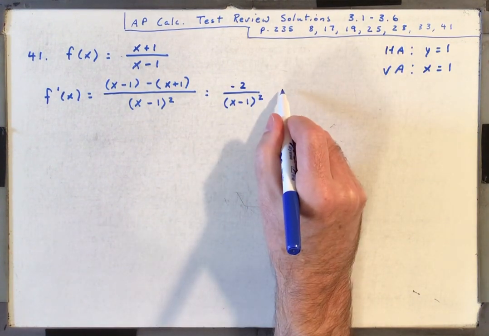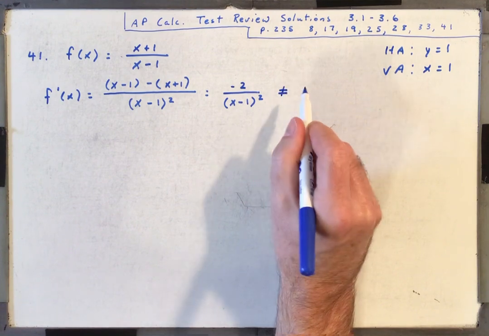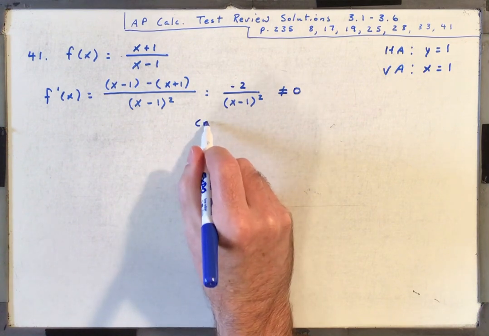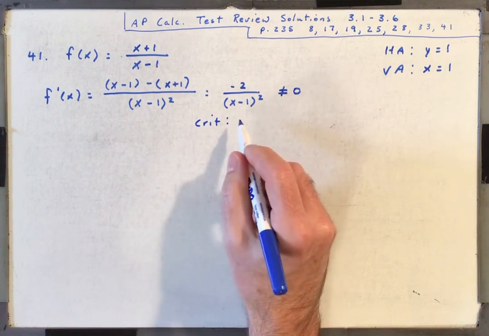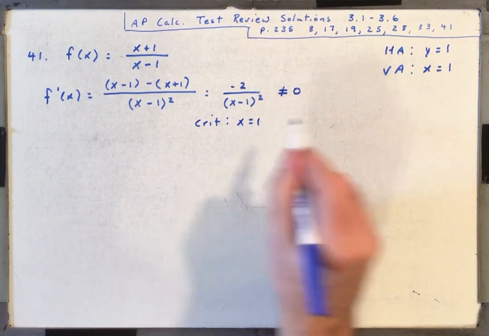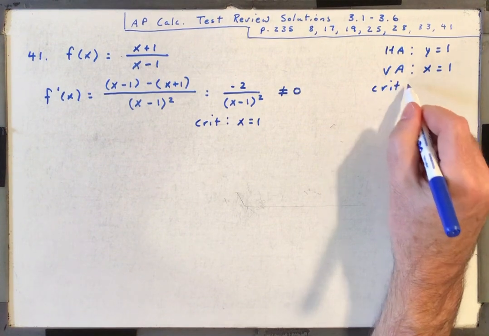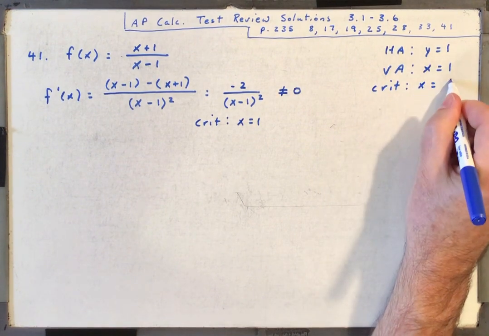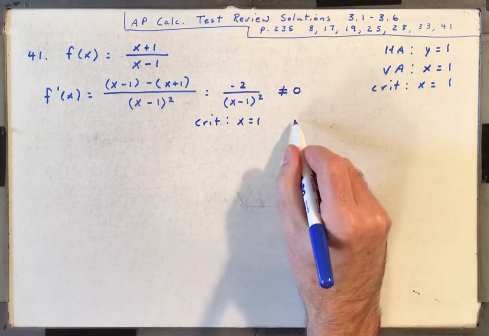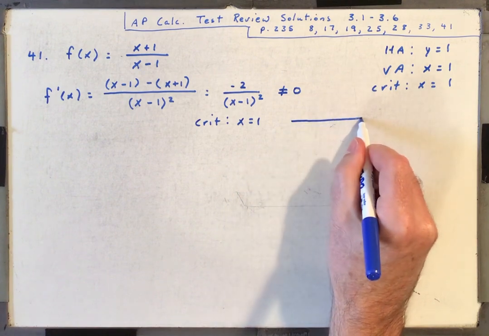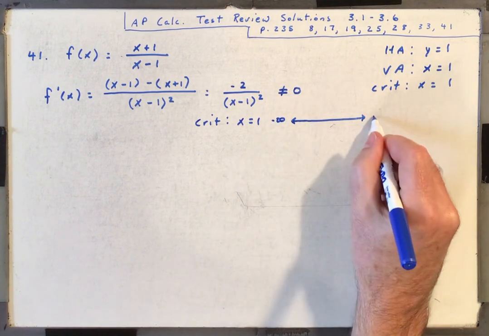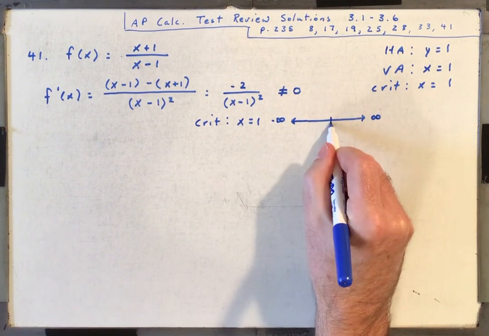Now, that's never going to be 0 because the top is a constant. However, we do have a critical point where the denominator is 0, and it's at that vertical asymptote, right? At x equals 1. So let's write that in and get some points. There's no y value there, but at x equals 1, we have a critical point. Now I'm going to do my sign line right here, because I kind of ran out of space there. Got a critical point at 1.